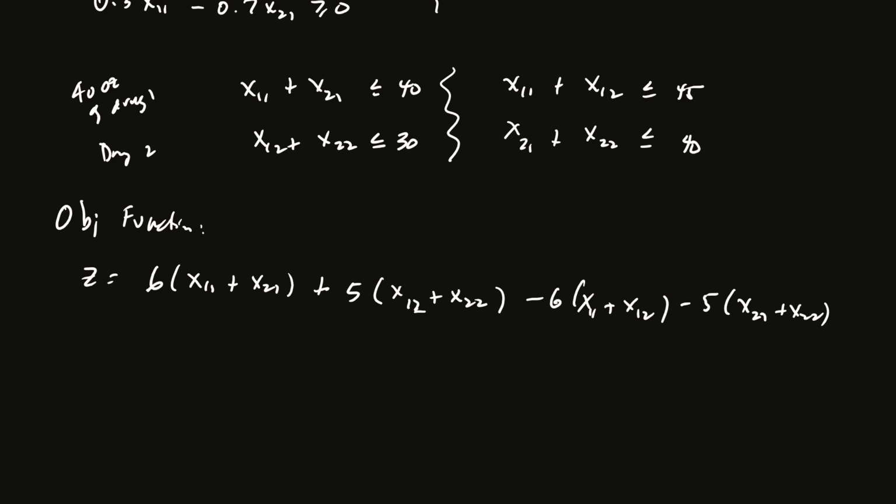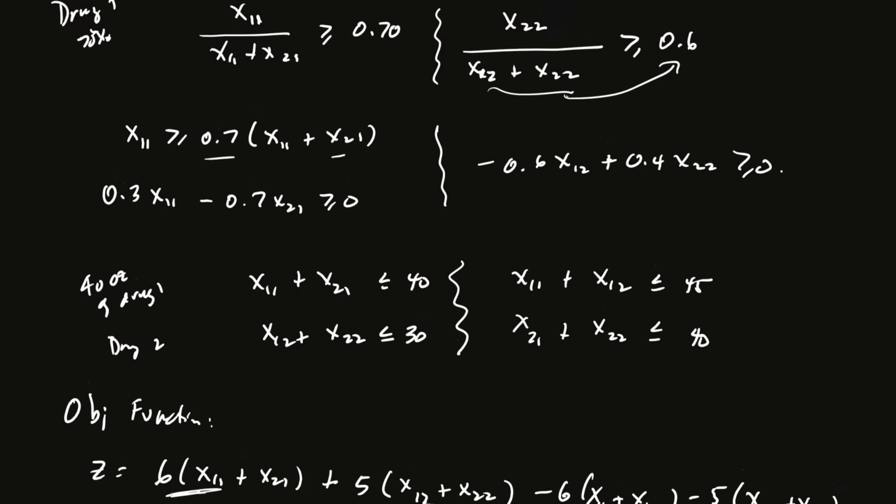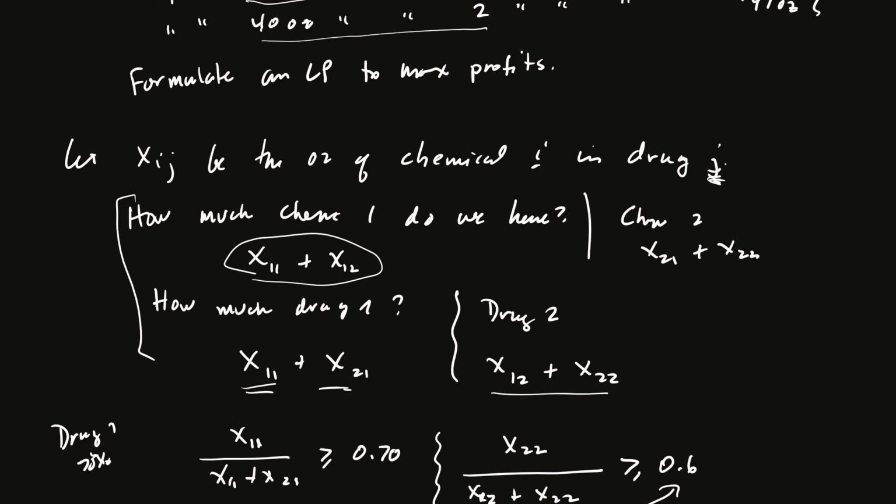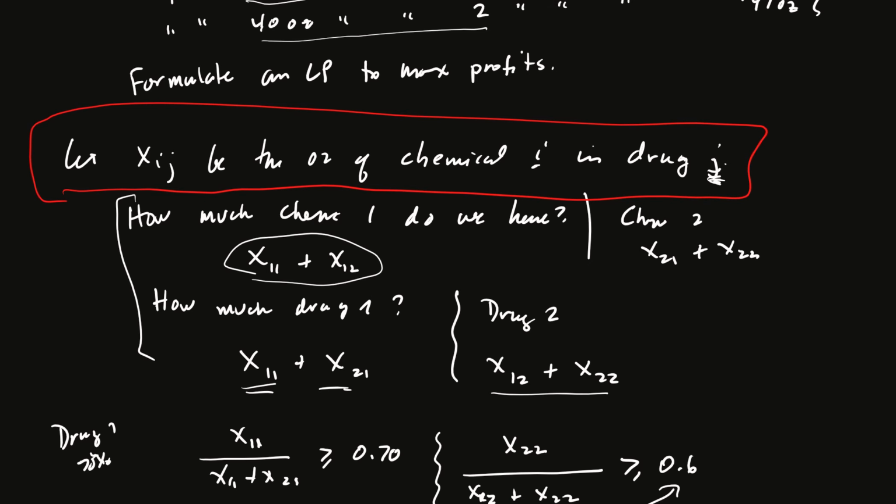If we do that, our z just turns out to be 2x21 minus x12 plus x22. It's interesting that x11 kind of fell right out of the problem. I guess that's because the incoming and outgoing balanced each other out. Good. So again, the main idea behind this problem was really in getting this decision variable set up. And again, we're using a subscript because we have different chemicals going for different drugs.